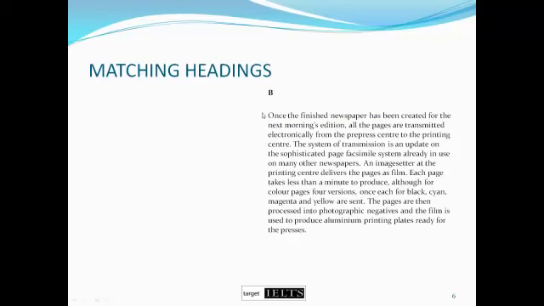Let's read the second paragraph. It says that once the finished newspaper has been created for the next morning's edition, all the pages are transmitted electronically from the pre-press center to the printing center. To talk about system of transmission is an update on the sophisticated page facsimile system already in use in many other newspapers. First line again, once the finished newspaper has been created for the next morning's edition, all the pages are transmitted electronically from the pre-press center to the printing center.